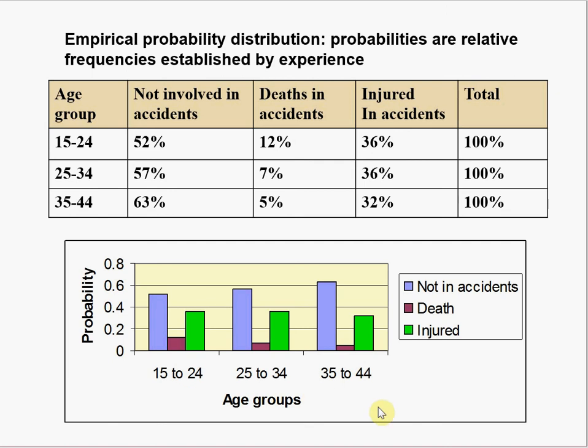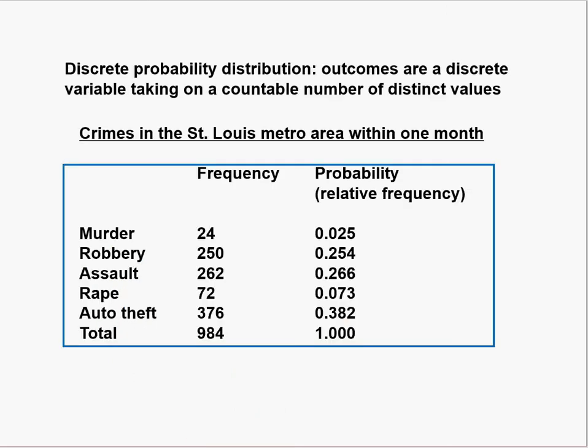We can also use a graph to show the probability distribution. Now here, the different colors of bars show different outcomes, and the height of a bar shows the probabilities. We also have a discrete probability distribution. Here, for the random variable, the outcomes are discrete variables. And here, you can really see why it is a discrete variable. You can see murder, robberies, assault, and so on and so forth. All discrete events. And for a discrete variable, we can count the frequency of occurrence, and from the frequency of occurrence, we calculate the relative frequency as probabilities.